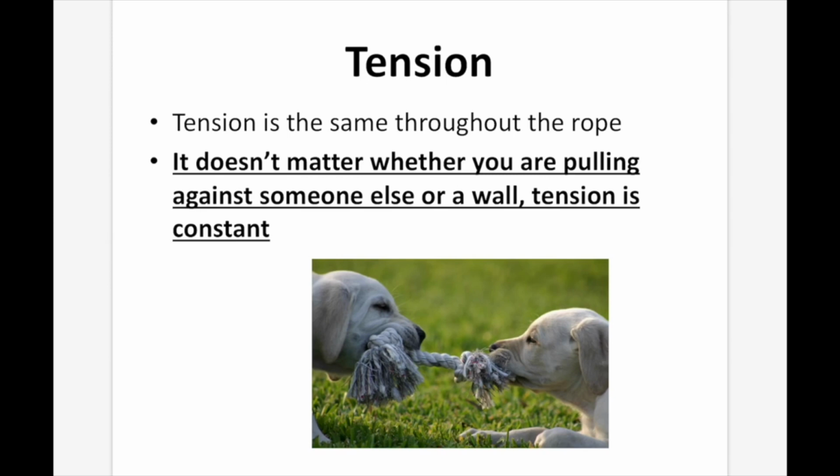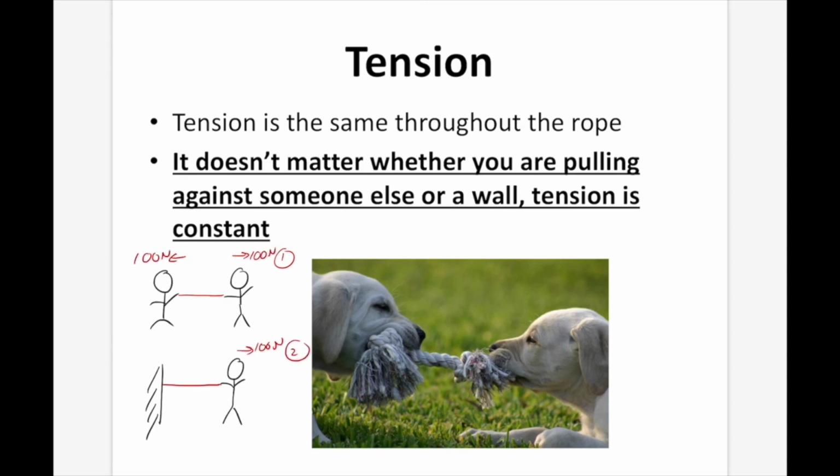So think about two scenarios. One is that you have two people pulling on a rope, and the other scenario is that you have one person pulling on a rope that's attached to a wall. In both these scenarios, the rope doesn't move. In the first scenario on the top, the person on the right is pulling with a force of 100 newtons, and since the rope isn't moving, the person on the left must also be pulling with a force of 100 newtons to the left. In scenario 2, the person on the right is again pulling with a force of 100 newtons, but that means the wall must also be exerting a force of 100 newtons to the left.